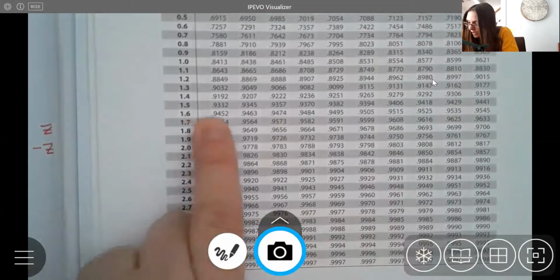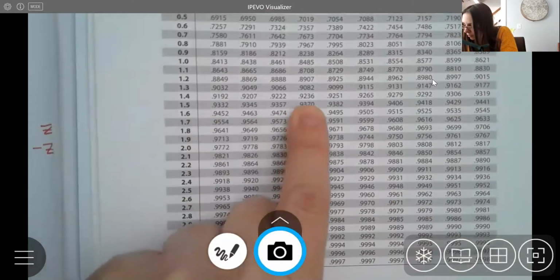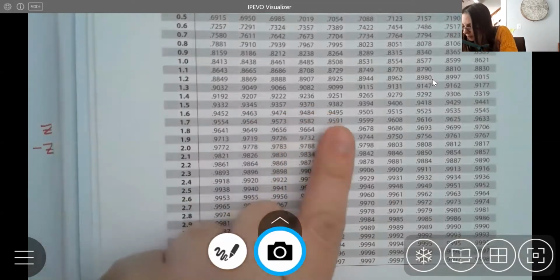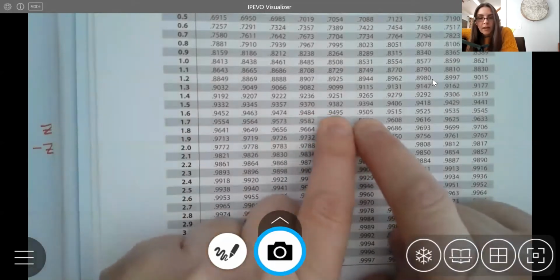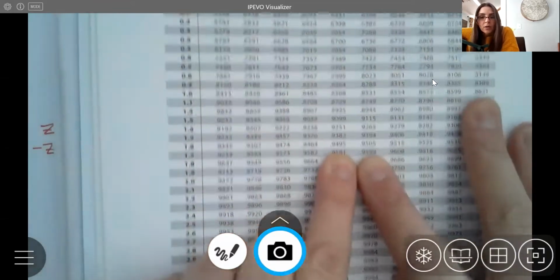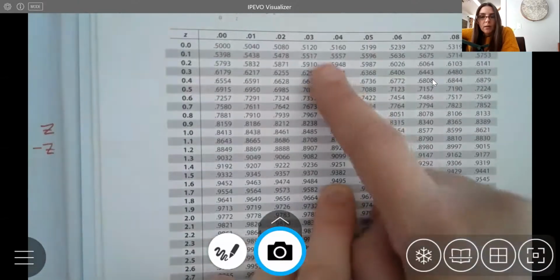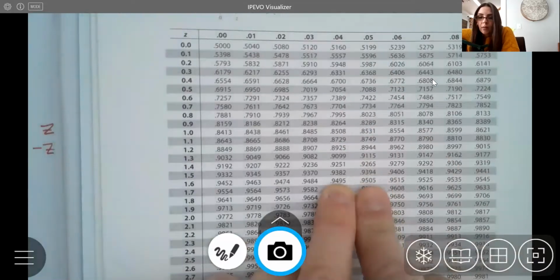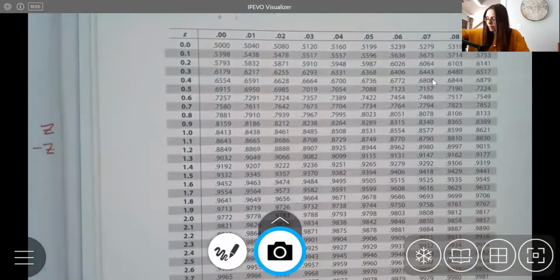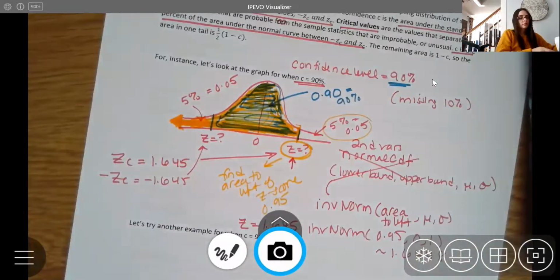So you want to get as close to it as you can. And you can see it's right in between these two: 0.9495 and 0.9505. If you scroll up, you'll see that that's right in between 1.64 and 1.65. So that's where we get that value of 1.645, just taking the average between the two for your z-score. All right, let's do another one, because again, these are a little bit tricky to get used to.